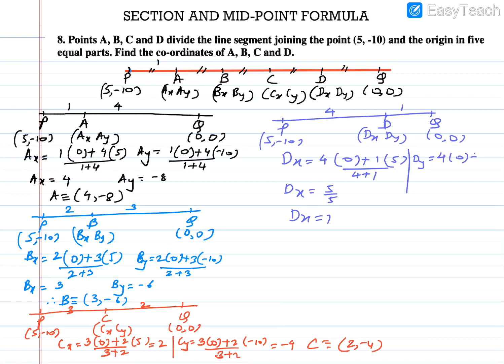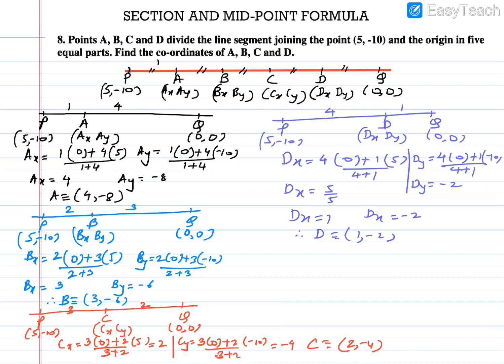Now for y, Dy, you will find m into y2 plus n into y1, that is minus 10 upon m plus n. On solving, you will get minus 10 upon 5, that is minus 2. So Dy is minus 2. Therefore coordinate of D is 1 and minus 2. So you have obtained all the coordinates here.